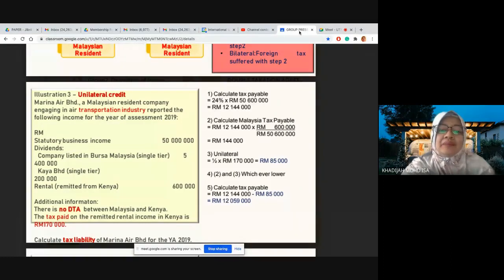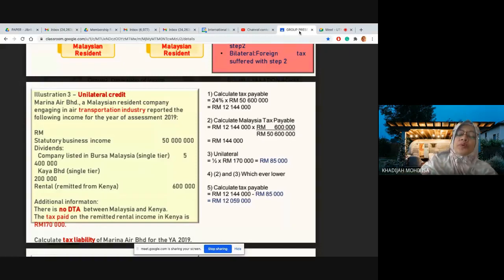So that's why kita ambil 50 million plus the 600,000. So total income here, aggregate income is 50.6 lah. Susah nak sebut kan? 50.6 lah. Alright. So times kan dengan 24%. Why 24%? That is a Malaysian tax rate. So you dapat 12,144. Okay.